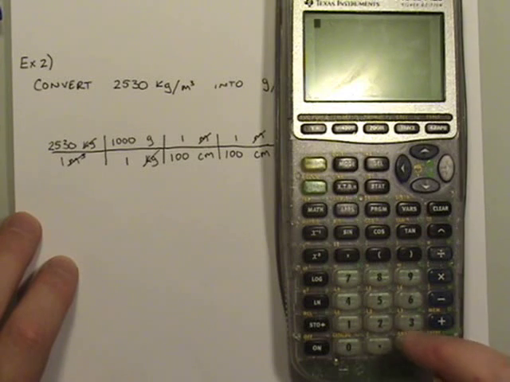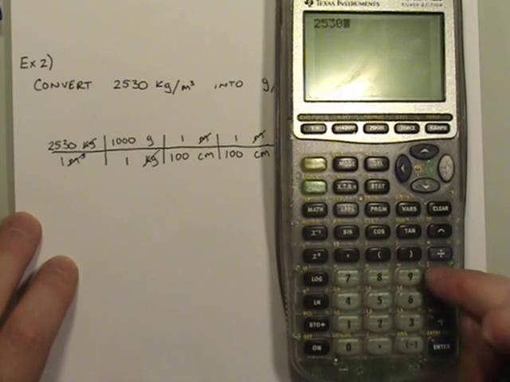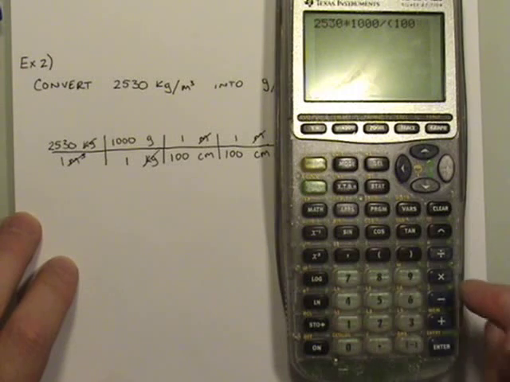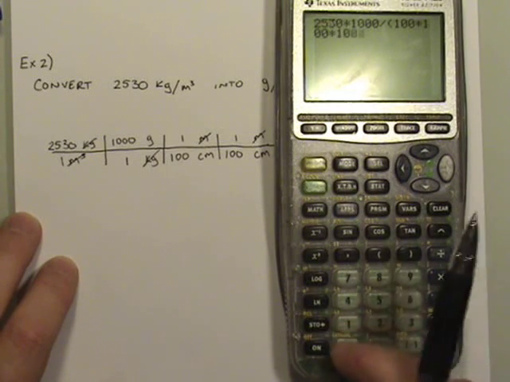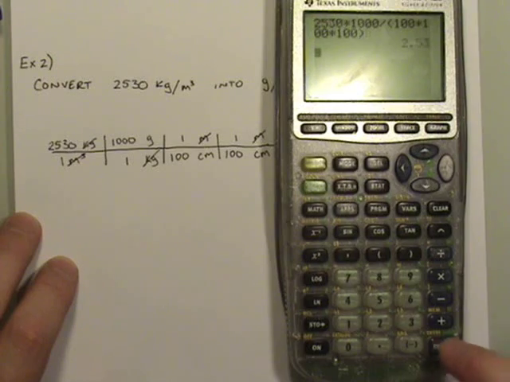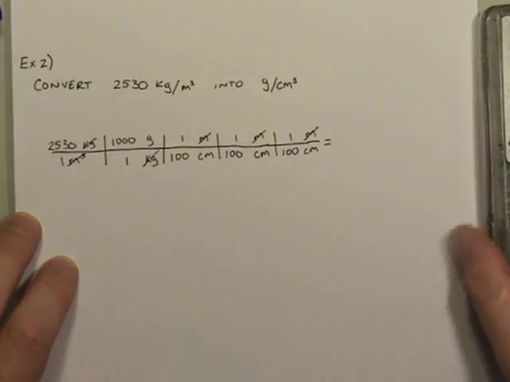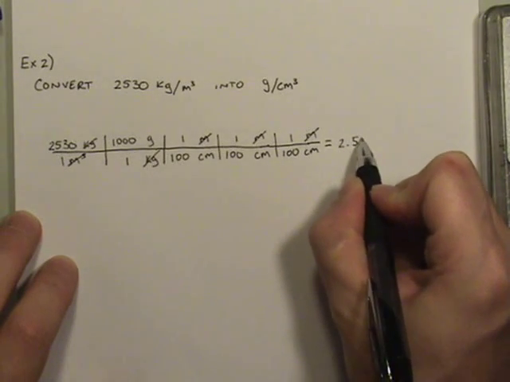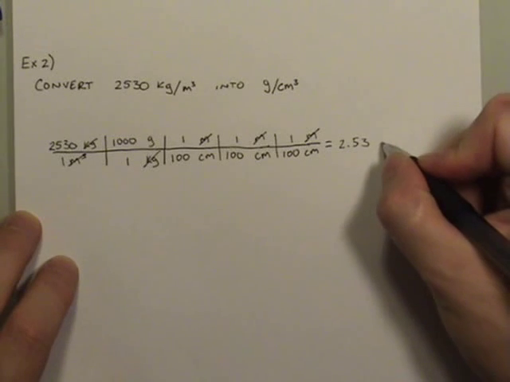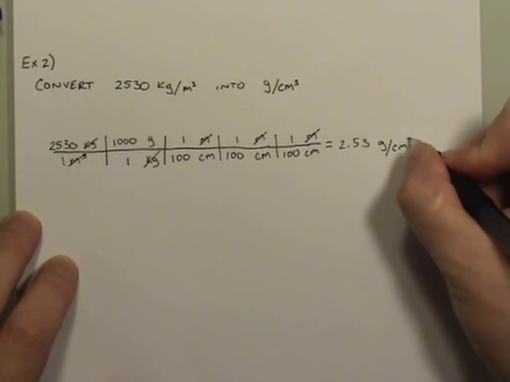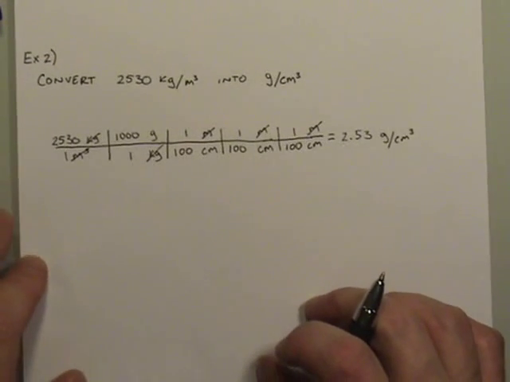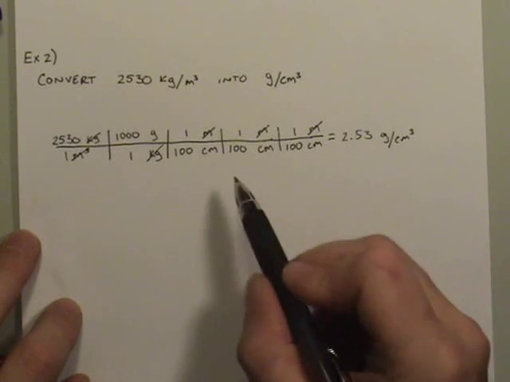So what we're going to do is 2530 times 1000 divided by, now I'm going to be very careful, I'm going to put in parentheses 100 times 100 times 100. And I end up with 2.53. And that is grams per cubic centimeter.